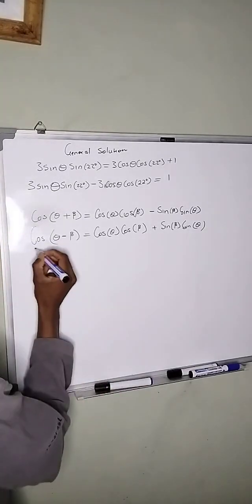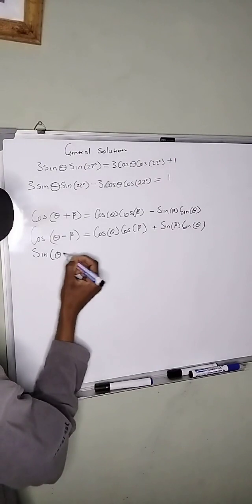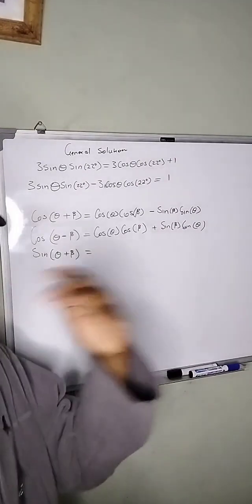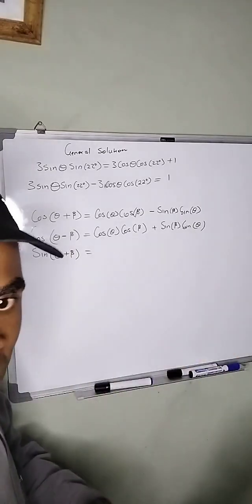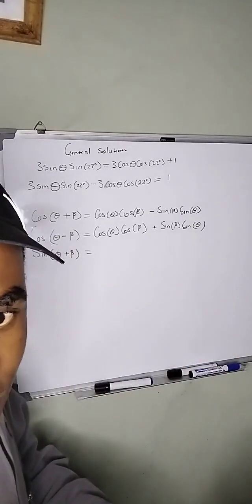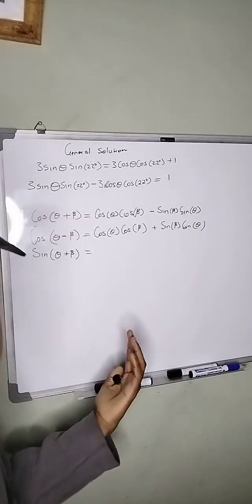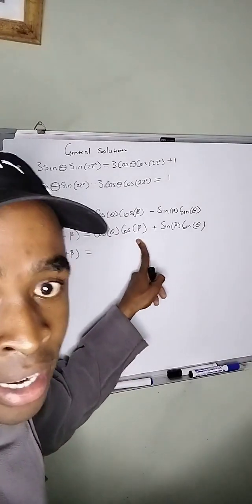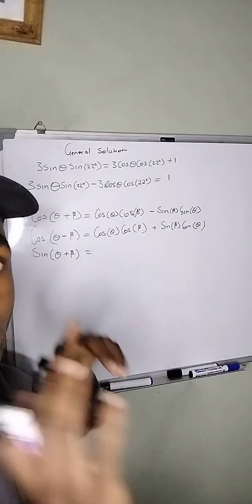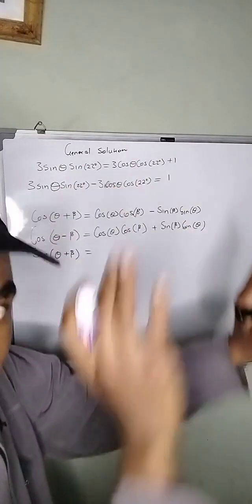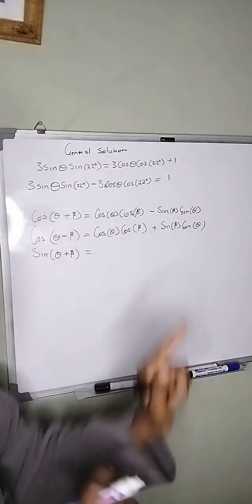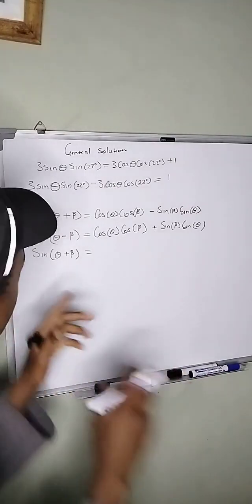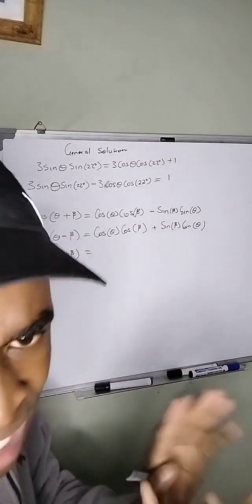And another one, we are having sine theta plus beta. For this one, is it cosine, sine? It doesn't matter. No, for cos it's cos, cos, sine, sine. For cos, it's going to be cos, cos, sine, sine. And for sine it's going to be sine, cos, cos, sine. Right? And you just compare. The difference is just going to be the signs.